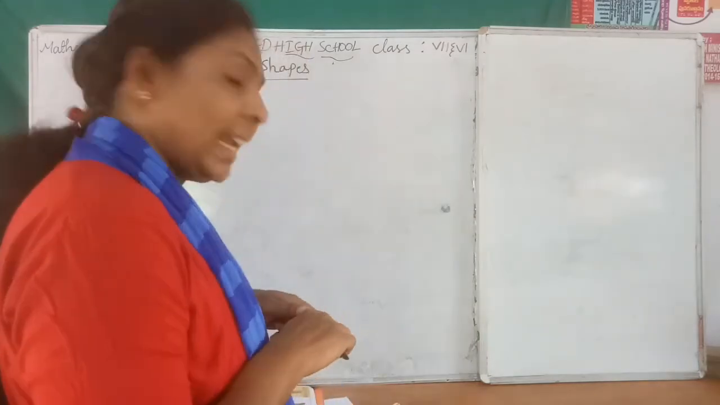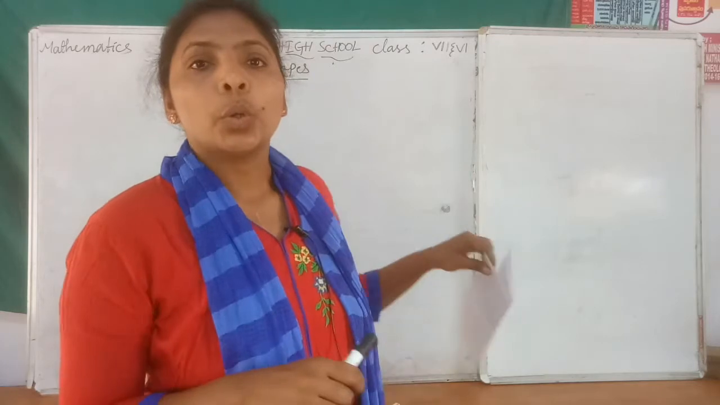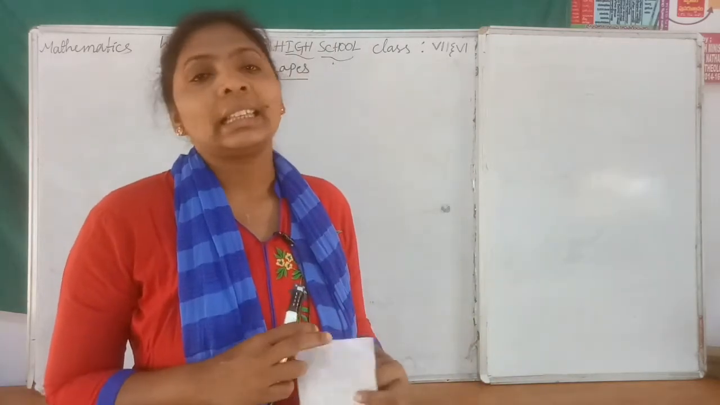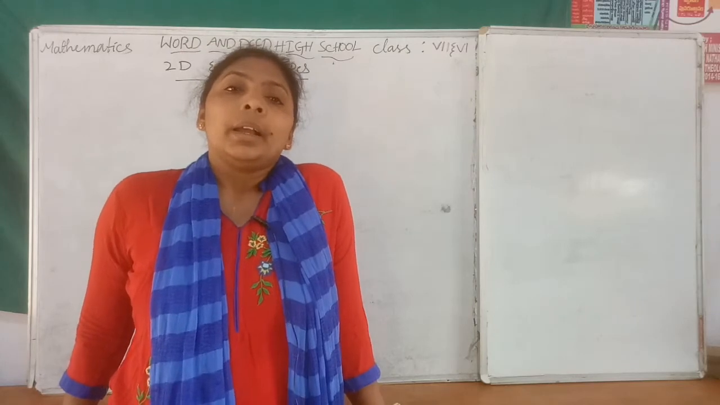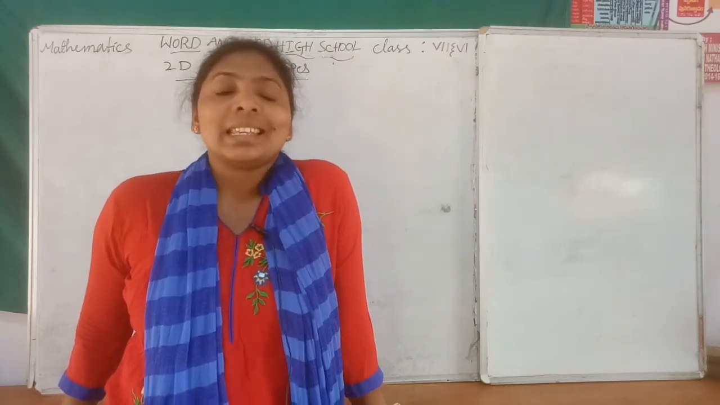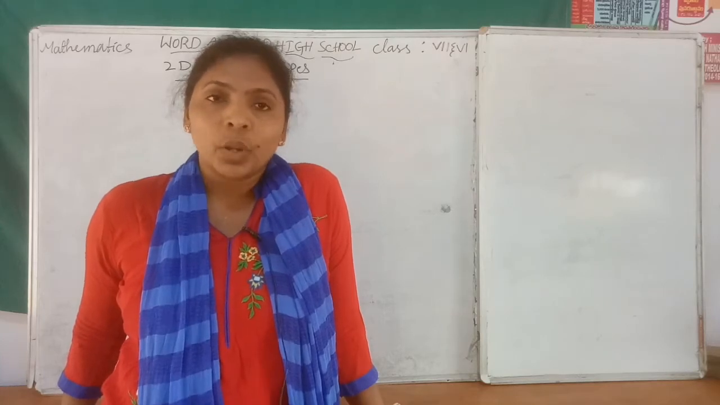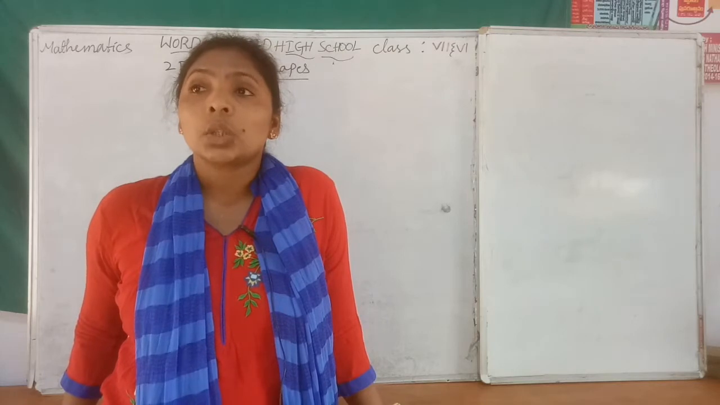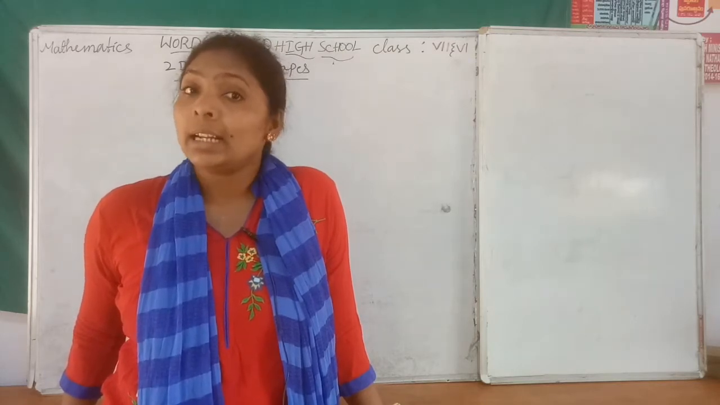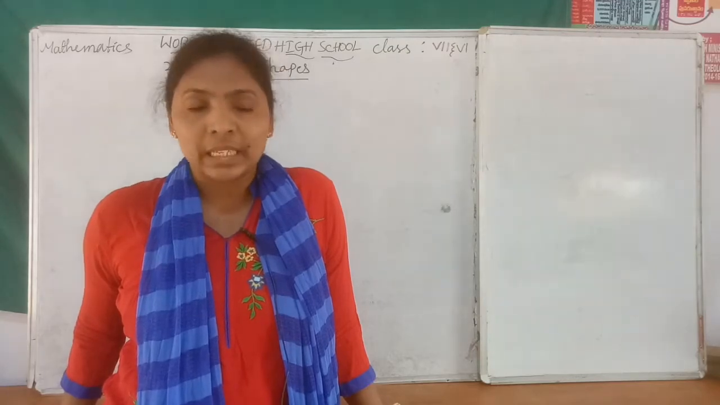What are the 2D? D means dimensions. 2-dimensional pictures, 3-dimensional pictures. In previous classes we have discussed 2-dimensional pictures, children. What are the 2-dimensional pictures? See children, we have square, rectangle, triangle. These are all 2-dimensional pictures.